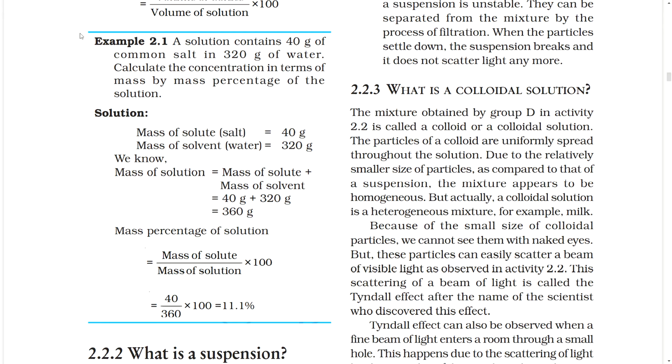Solution: mass of solute, salt, equals 40 gram; mass of solvent, water, 320 gram. We know mass of solution equals mass of solute plus mass of solvent, equals 40 gram plus 320 gram, equals 360 gram. Mass percentage of solution equals mass of solute by mass of solution into 100, equals 40 by 360 into 100, equals 11.1%.